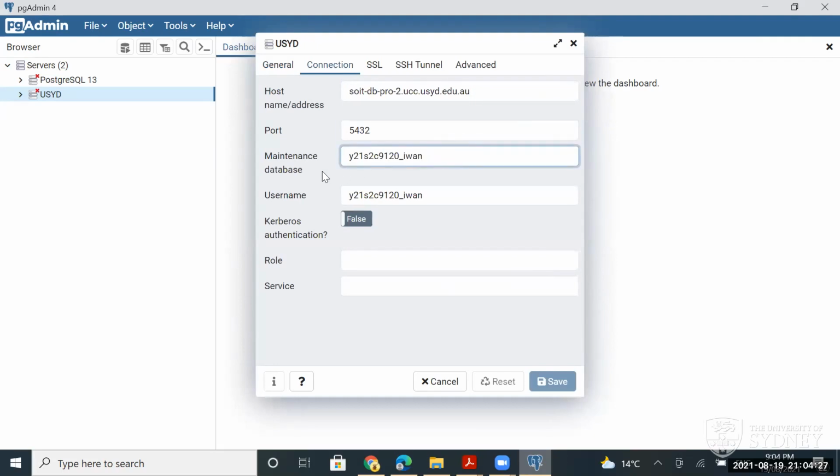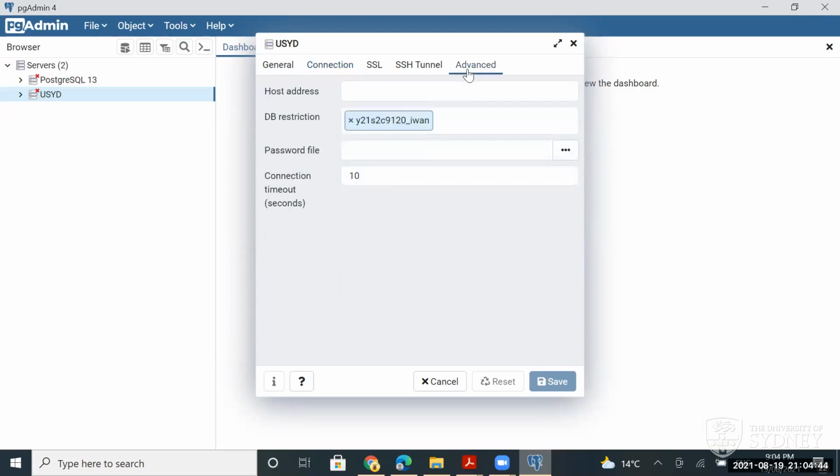So this is my database and username. You can see here, in your case, you should use your unique key, right? Remember, this one should be your unique key. Do not use mine, okay? So the username and database should be the same.